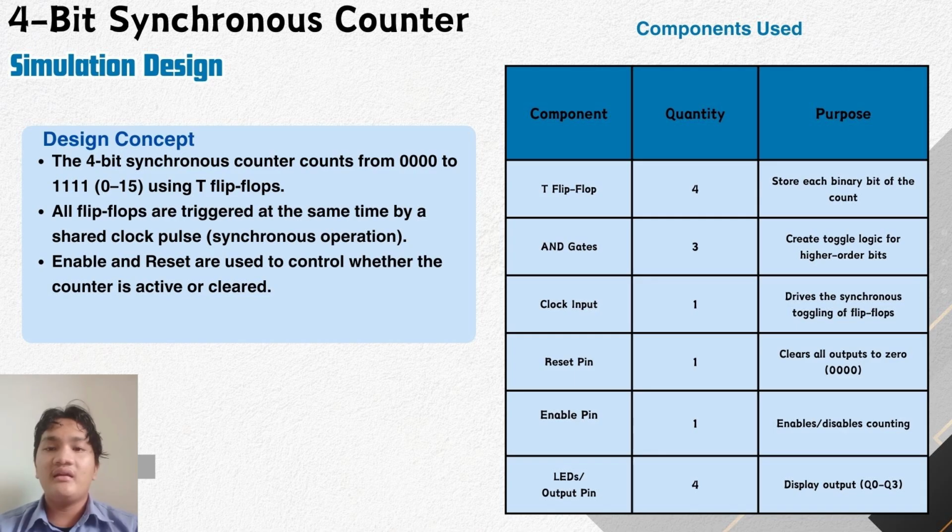In terms of components, 4 T flip-flops store each bit of the count. 3 AND gates generate the toggle logic for higher order bits, and one clock input drives the entire circuit. The outputs are connected to LEDs or output pins to display the binary count from Q0 to Q3.